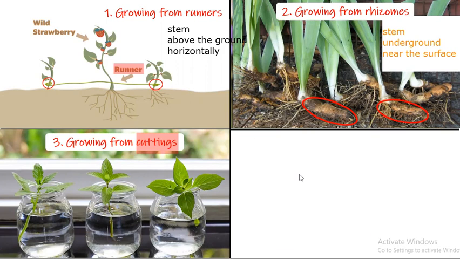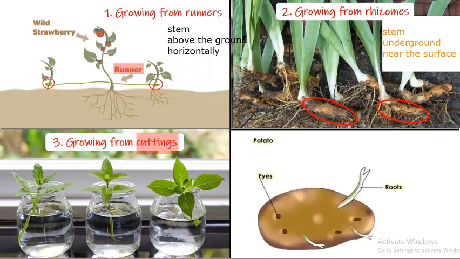The last type of asexual propagation is the case of tubers. I'm not sure if you can still remember what a tuber is. The tuber is a stem. So the potato is a tuber. The tuber is an underground stem that stores food.